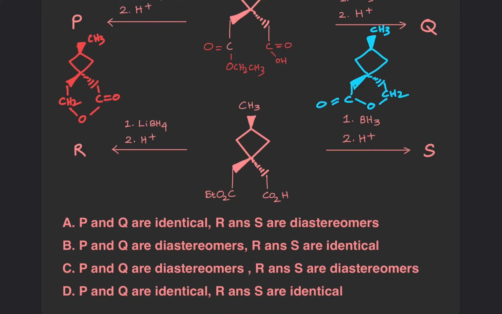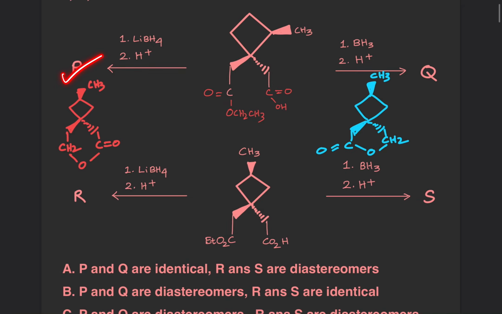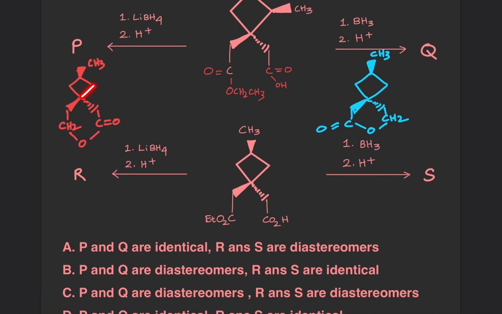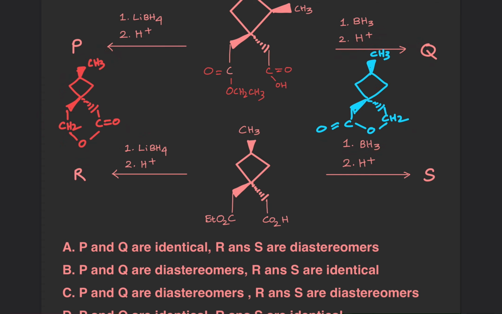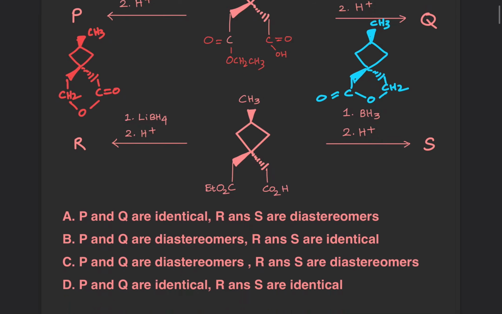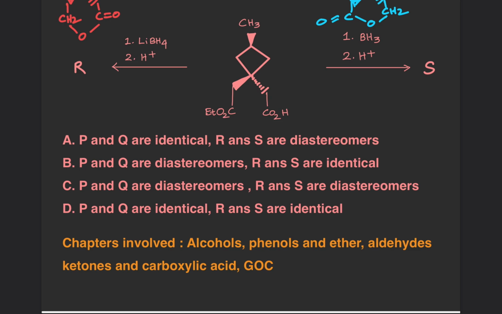And using the same logic that we applied to P and Q, R and S are also diastereomers because CC bond rotation is restricted in cyclobutane. Okay, so therefore these guys are stereoisomers, or to be specific, they are geometrical isomers. We cannot convert P to Q by rotating it, as it is restricted, and all the geometrical isomers are diastereomers. So therefore the final answer is going to be C, that is P and Q are diastereomers and R and S are diastereomers. Okay, thank you.